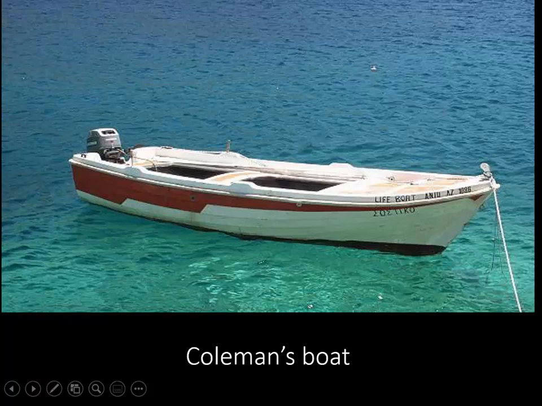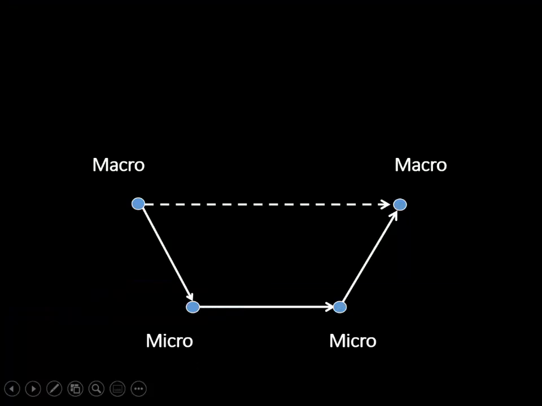But why do we talk about the Protestant ethic here now? Well, we talk about it because of James Coleman's boat. James Coleman was a sociologist in Chicago, actually, and in a nutshell, he gave us this picture. Yeah?